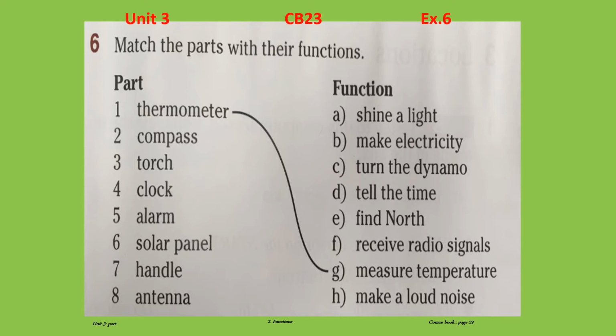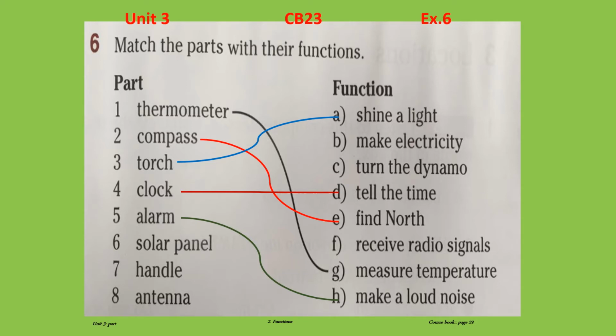So the thermometer, the function of the thermometer is to measure temperature. The compass, very good, is to find north. Number 3, torch, the function is to shine a light. Number 4, the clock, the function of the clock is to tell the time. Number 5, the function of the alarm is to make a loud noise. And the function of the solar panel is to make electricity. The function of the handle is to turn the dynamo. And finally, the function of the antenna is to receive radio signals.